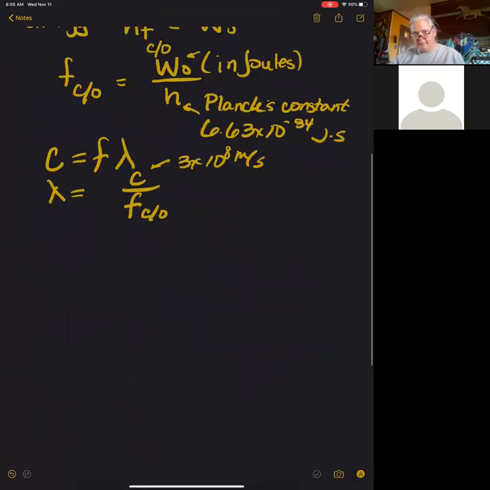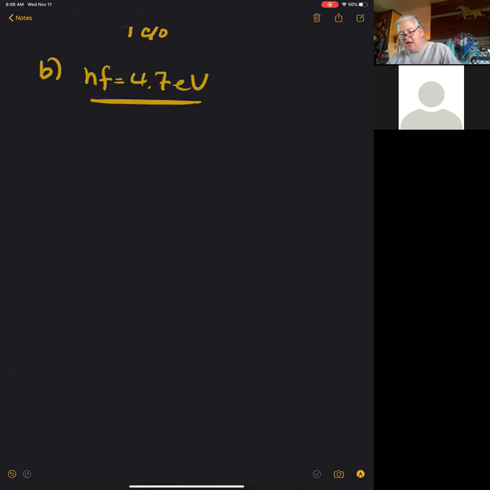Part B says a 4.7 eV photon strikes the surface and an electron is emitted. What is the maximum possible speed of the electron? In this case, we've got the energy of the photon, hf, is equal to 4.7 eV. They've already solved for h times f for me. I don't have to do that because they told me that this was the energy of the photon.